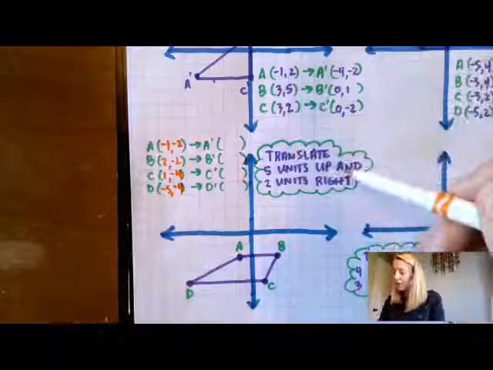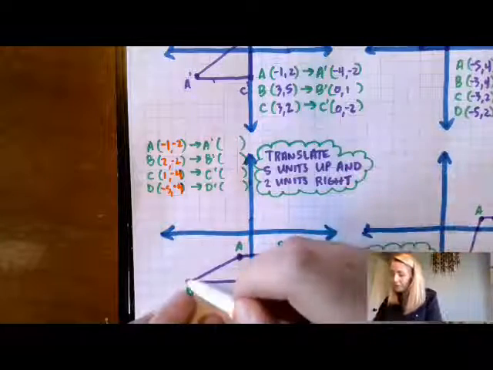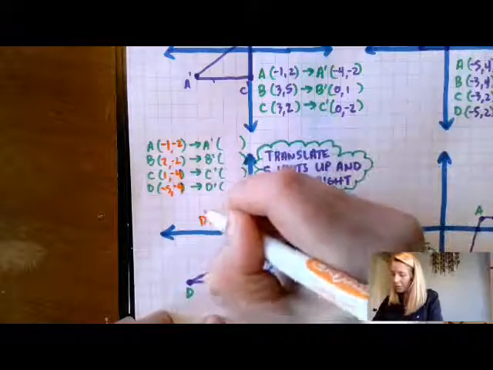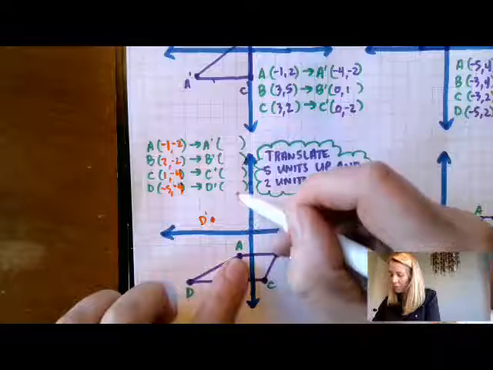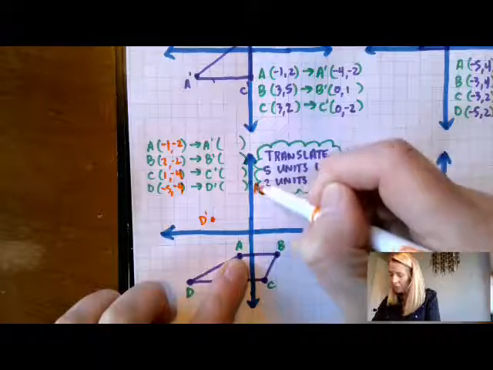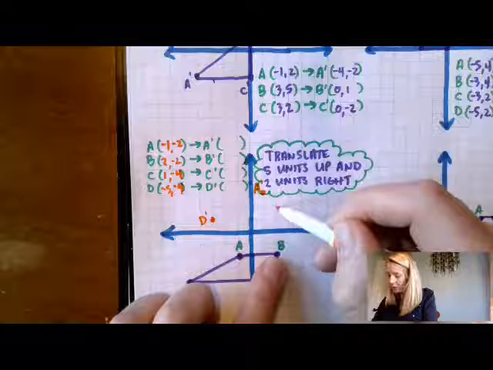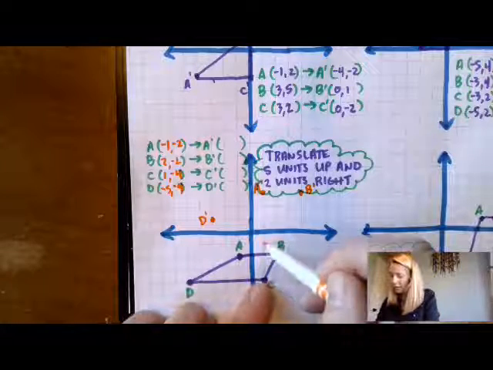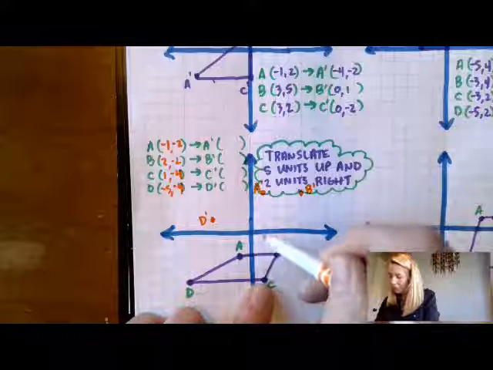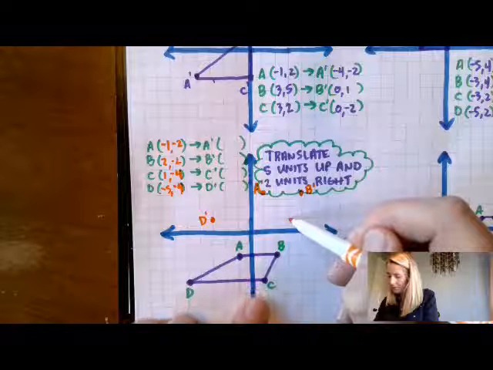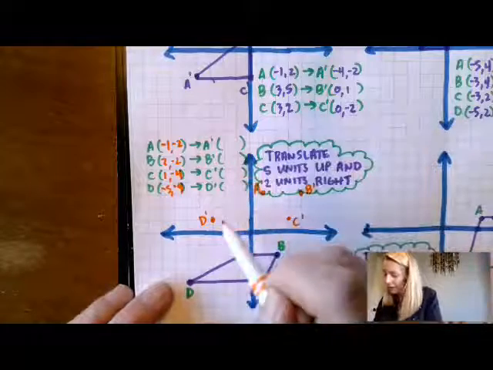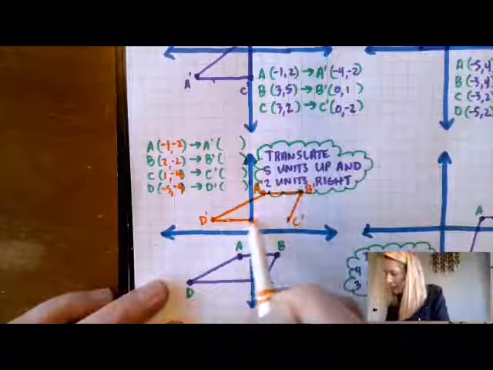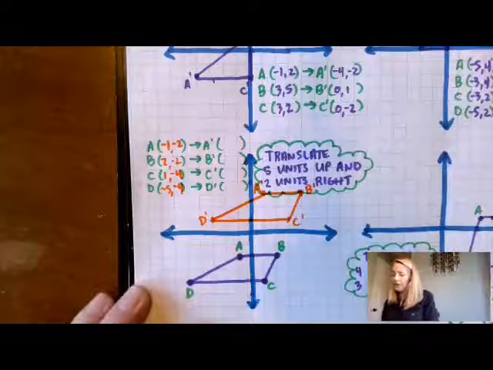Okay, so now I'm going 5 units up and 2 units to the right. 1, 2, 3, 4, 5, 1, 2. There's D prime. 1, 2, 3, 4, 5, 1, 2. A prime. 1, 2, 3, 4, 5, 1, 2. B prime. 1, 2, 3, 4, 5, 2. And C prime. And then just connect those dots as neatly as you can. And there's our translated shape.